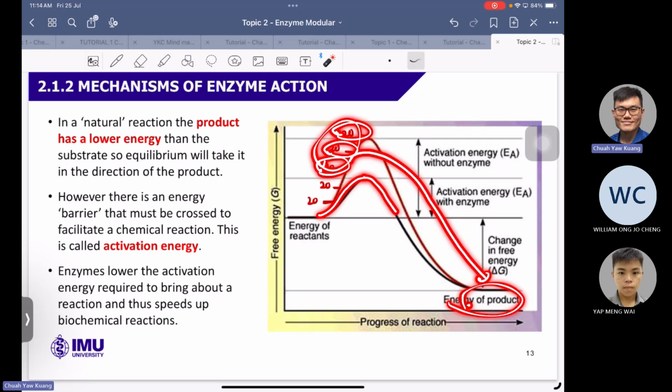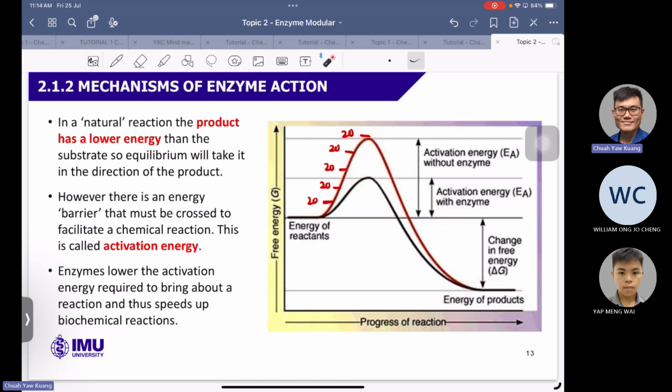So that's how the enzyme actually works. They lower down the activation energy so that more reactants can pass through the energy barrier in order to form the product. That's how they increase the rate of reaction. Okay, clear about this? This is how the enzyme works. They don't get involved in the reaction. What they do is just lower down the activation energy.